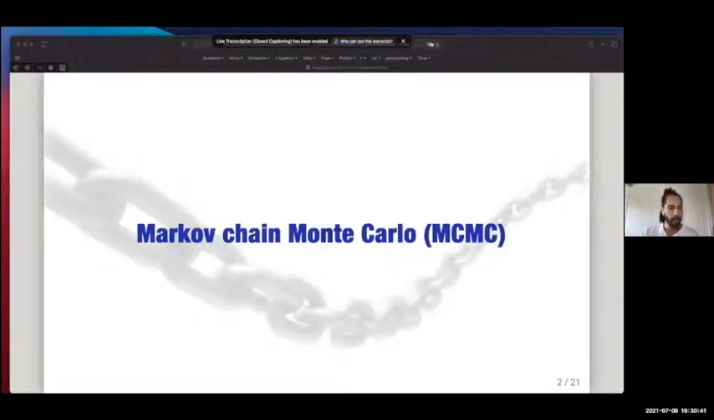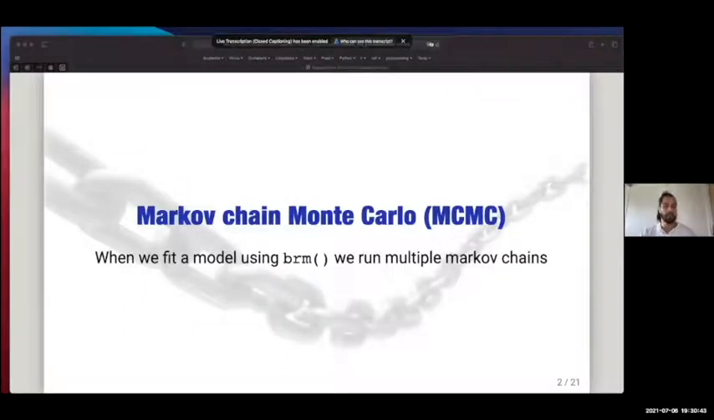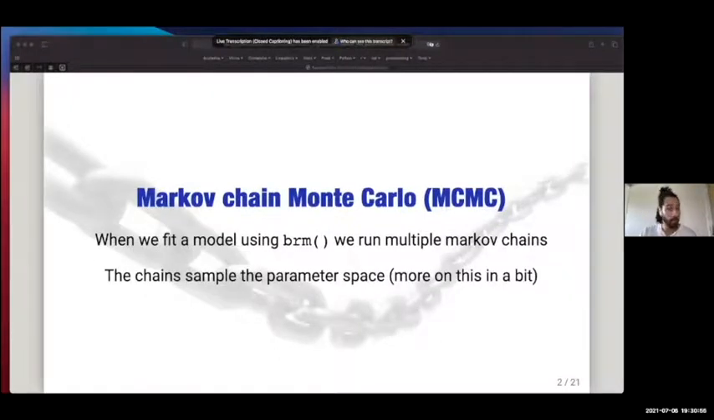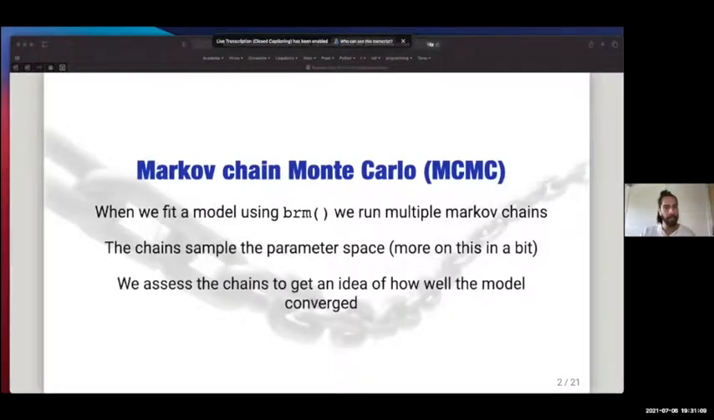So what is a Markov chain Monte Carlo algorithm? This is what happens under the hood when we fit a model in BRMS using the brm function. By default, we're running multiple Markov chains to do sampling. The default is 4. The chains sample the parameter space. And I'm going to talk a little bit more about this in a bit. In fact, over the last 2 days, we've been saying parameter space a lot. We're going to build intuition about what that is as well, right? So these chains individually sample the parameter space.